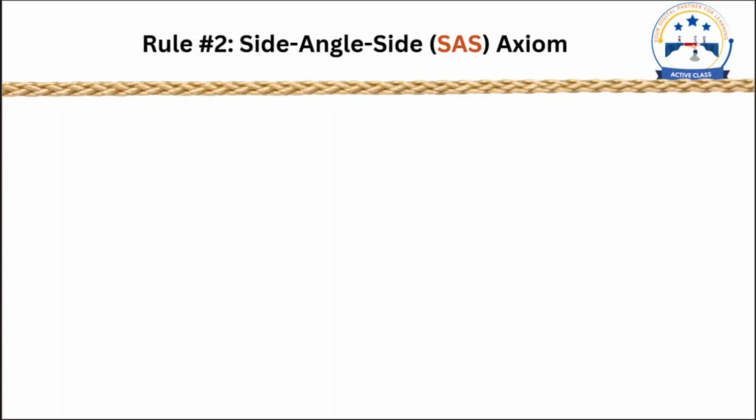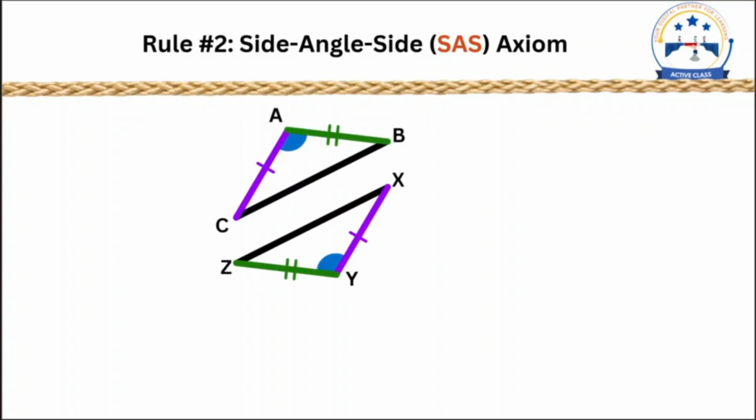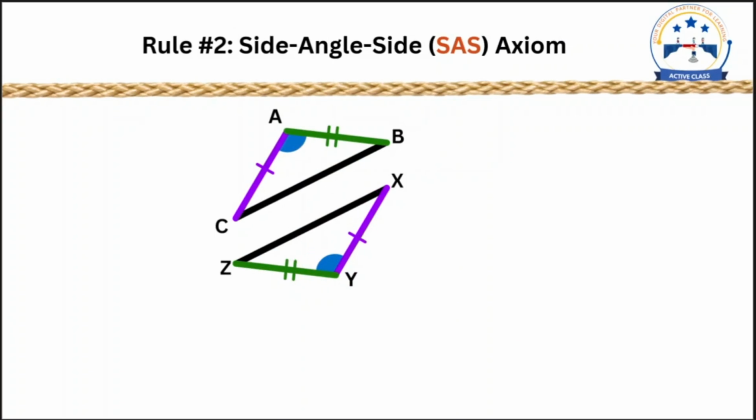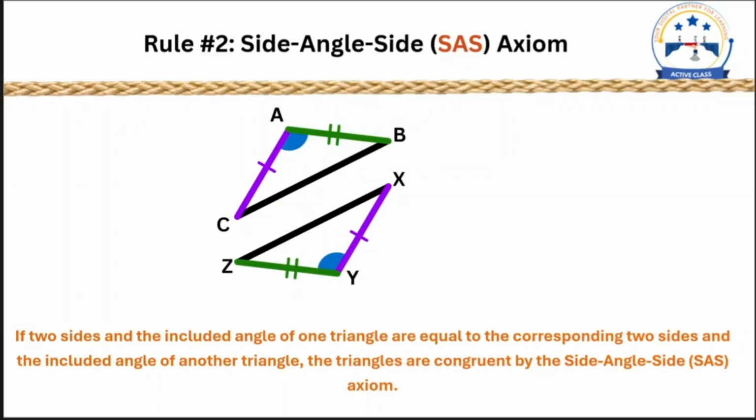Next up is the side angle side rule, or SAS axiom. Let's have a look over these two triangles. These triangles are congruent by SAS axiom. If so, can you tell what this axiom states? Great. If two sides and the included angle of one triangle are equal to the corresponding two sides and the included angle of another triangle, the triangles are congruent.